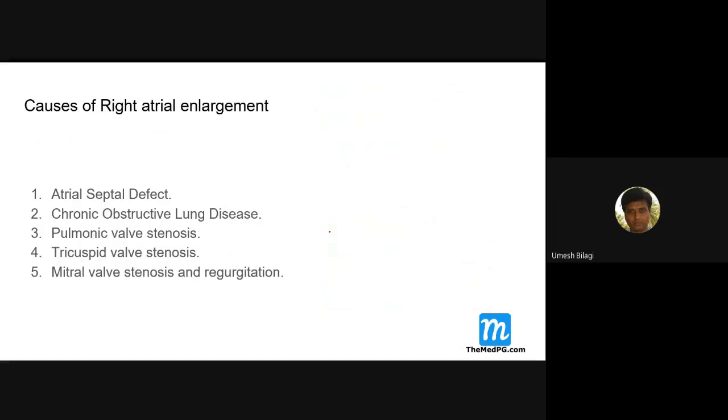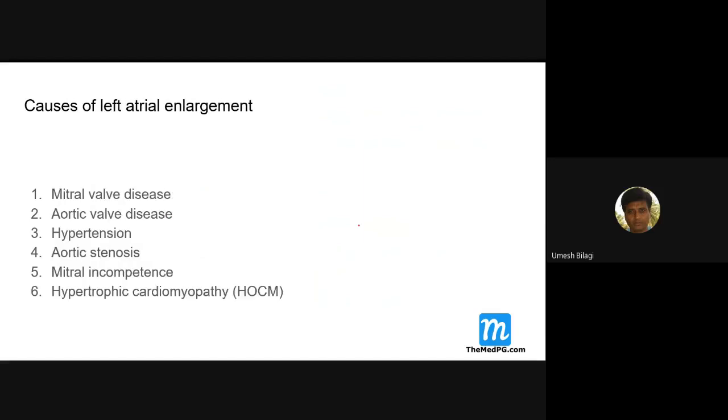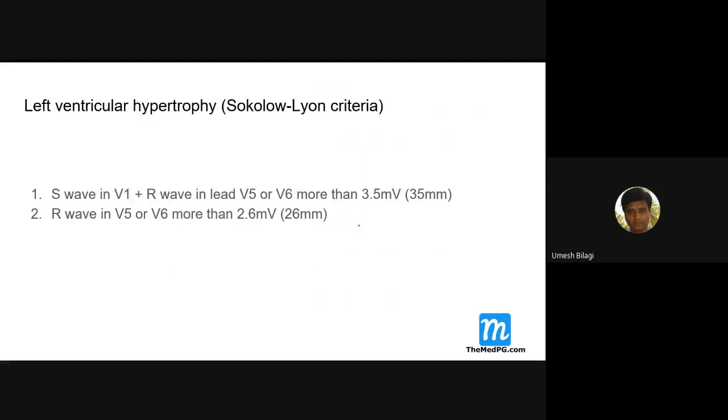Causes of right atrial enlargement are atrial septal disease, COPD, pulmonary valve stenosis, tricuspid stenosis, and all that. Similarly, for left atrial enlargement: mitral valve stenosis, mitral regurgitation, aortic stenosis. These are all left atrial enlargements. So we'll talk something about left ventricular hypertrophy.